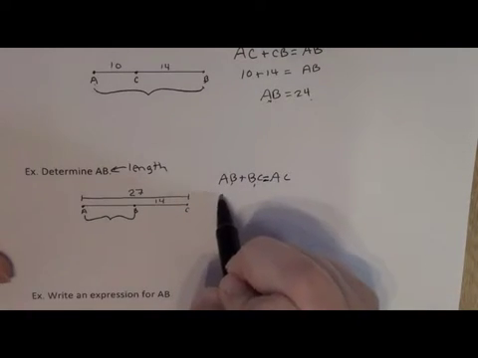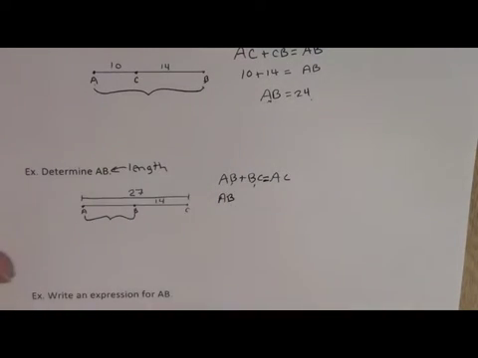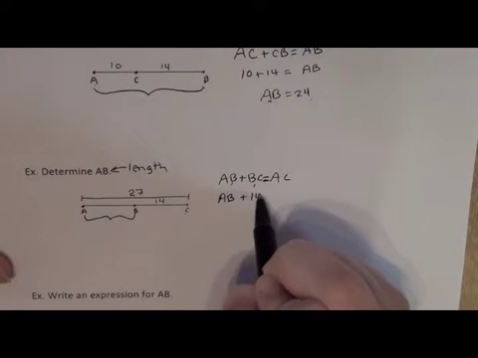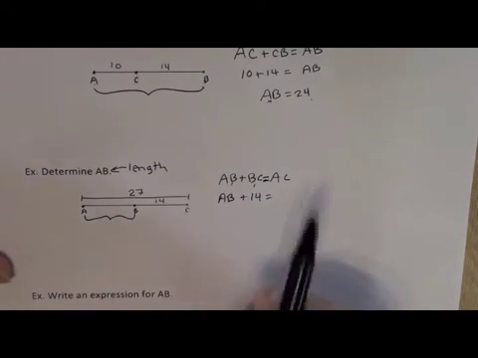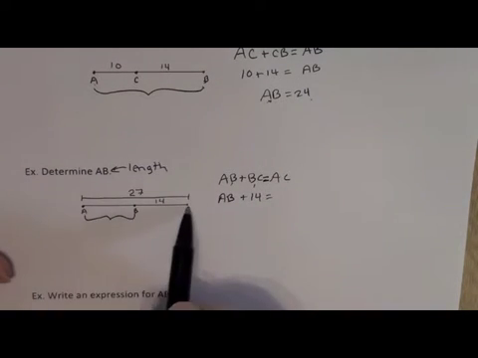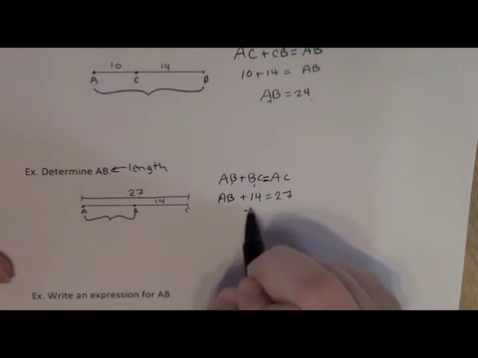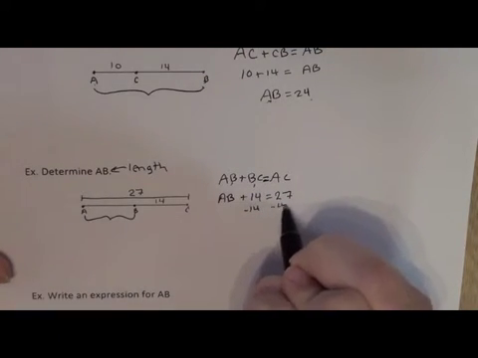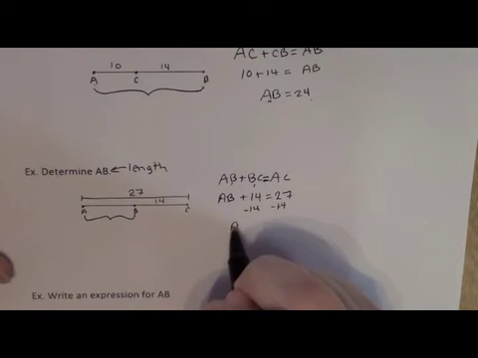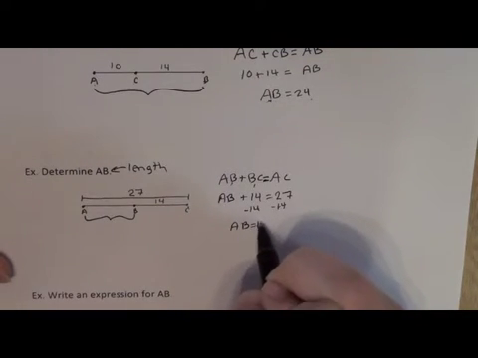Well, AB is what we're looking for, the length of AB. BC, we actually know that's 14. And AC, the distance from A to C, is 27. Subtract 14 from both sides, and we end up with AB equals 13.